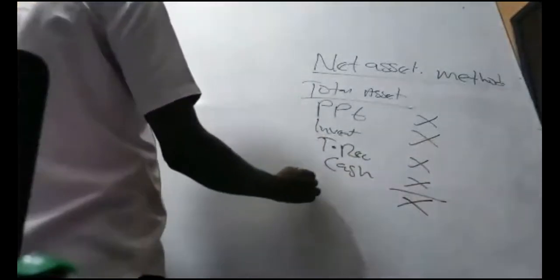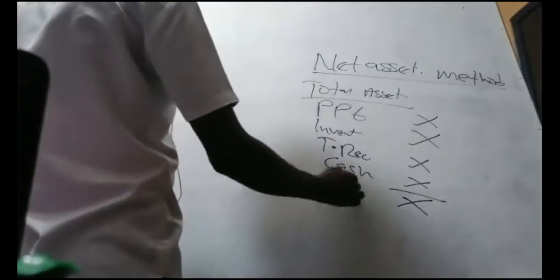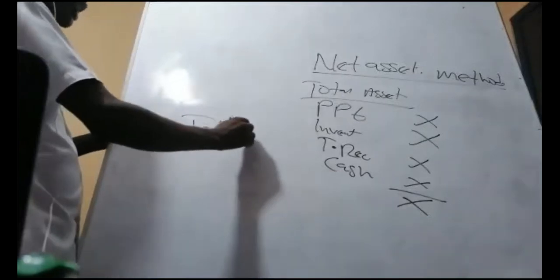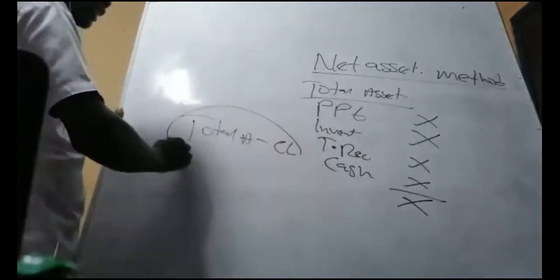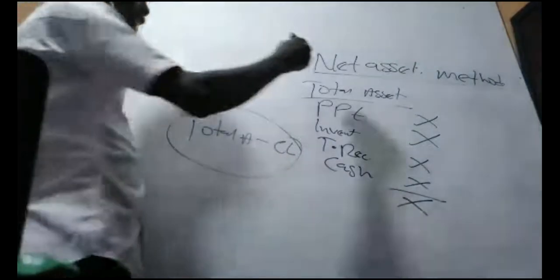Then you say less all the liabilities, both current and non-current. Because under the ratios, you saw net assets. Under the ratios, the net asset was total assets less only the current liabilities. That's what we learned there, like the net asset turnover. But here, net asset for valuation purposes is total assets less total liabilities. I've cleared my position.